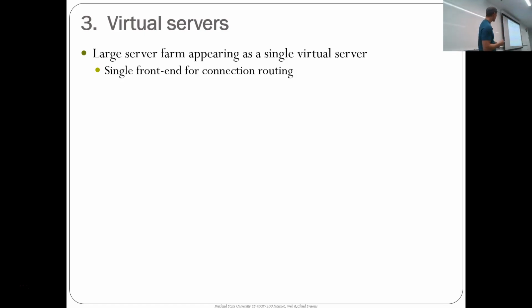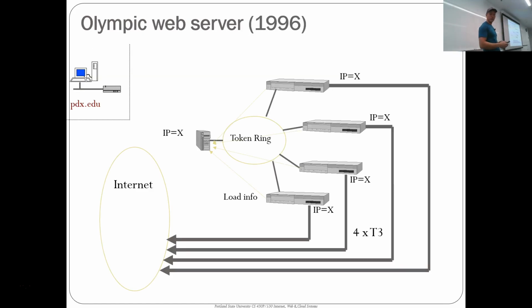And then you would have a single front end that does connection routing. So there's 2 styles of what goes on. The very first instantiation of this was about 20-some years ago. This was IBM. IBM was the technology provider for the Olympics in 1996, and this is when they were in Atlanta. And this is what they built because they knew everyone was going to hit this website.